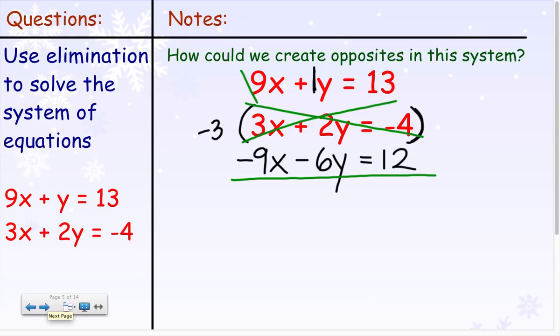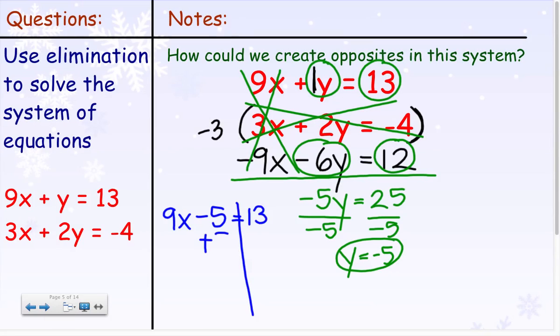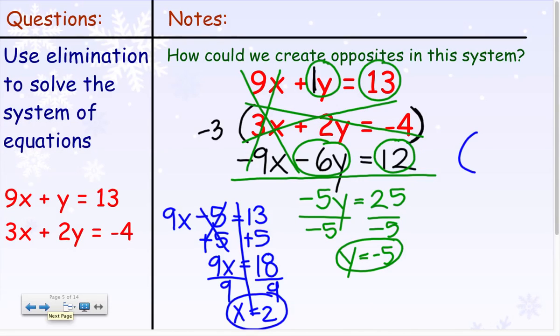I know I did this correctly because 9 and negative 9 make 0. 13 and 12 make 25. And we're left with y equals negative 5. I'm going to take negative 5 and plug it into my top equation. So 9x minus 5 equals 13. Couple and third wheel. Add 5 to both sides. Divide both sides by 9. X equals 2. So this system would intersect there.